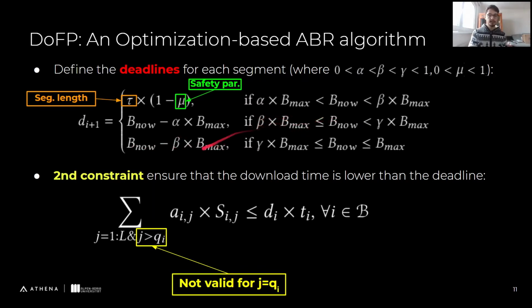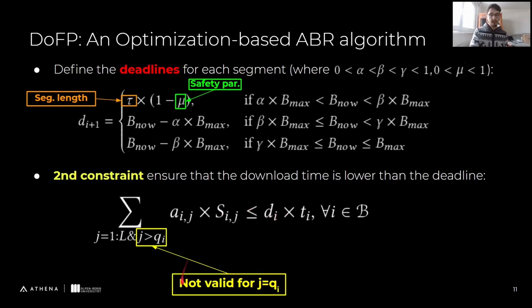Here we can see. And now we can define the second constraint, which ensures that the download time is lower than the deadline, which means that the download of the segment I, which is expressed by the size of the segment I with quality J, and here the throughput assigned to redownload this segment. So the size divided by the throughput is the download time, which needs to be lower or equal than the deadline.